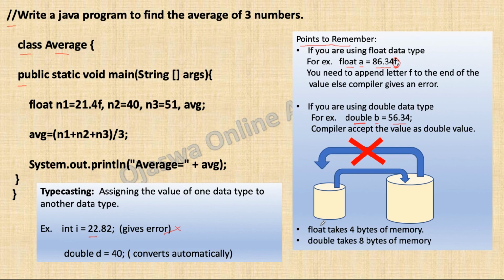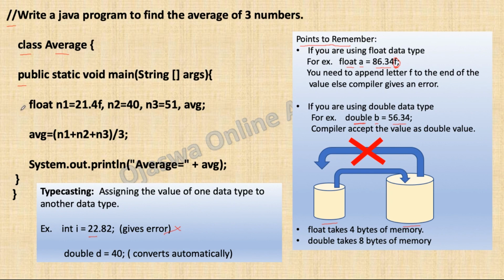Logically, if you think there is a small bucket and there is a big bucket, you can pour water from the small bucket into the big bucket. But you cannot pour water from the big bucket into the small bucket completely. The same applies to the data types.